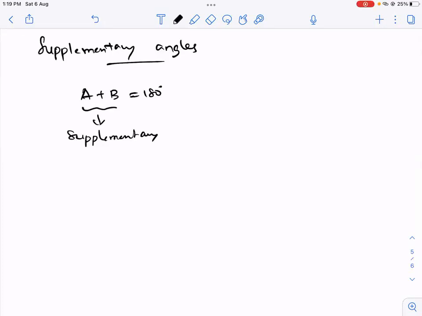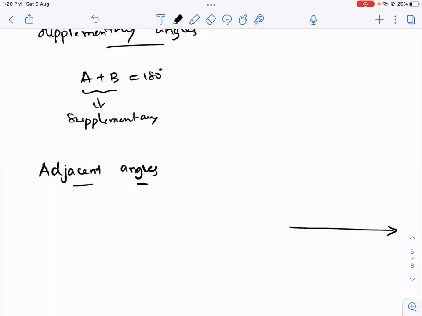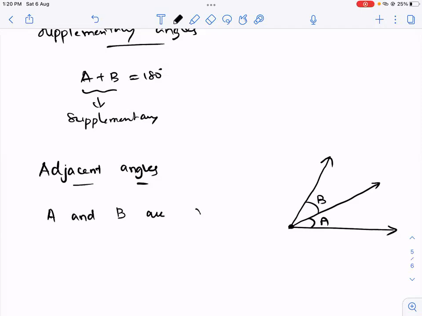I'll come to that. So next, you have something called adjacent angles. The name is suggesting. Adjacent means, see, you both are adjacent to each other. Beside. Right? So if the angles are beside each other, you call them adjacent. If you look at the diagram that is given, you have one ray like this. You have another ray like this. And there is a third ray which is starting from the common point. If I take this angle as A and this angle as B, what can I say about these two angles? They are adjacent because they are beside each other. A and B are adjacent angles.